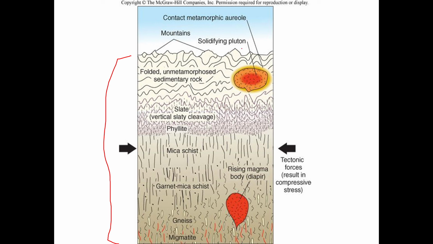So here we've got mountains at the top. There's a cooling pluton here of magma that is now turning into what is probably a granite. Around here, you've got folded sedimentary rocks, and we'll talk about what folded rocks are. So they're not metamorphosed yet. They're not deep enough, not hot enough, not under enough pressure. But as we go down, there's more and more pressure and more heat, and we'll see this series of slate to phyllite to schist to more schist to gneiss, and then another one called migmatite, which is a rock that looks a lot like gneiss. It's just a little bit more metamorphosed.